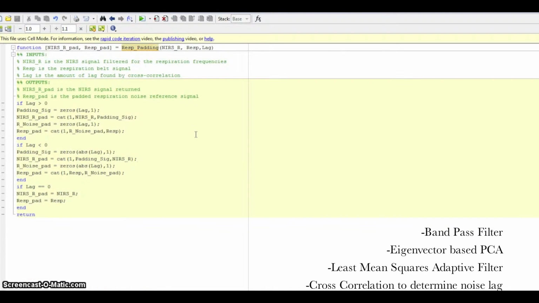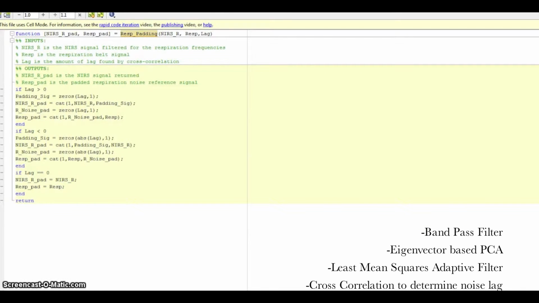We finally use a cross correlation to determine the lag between respiratory fNIRS noise and actual breaths. Note that the noise filtration code isn't entirely our own and was adapted from these references.